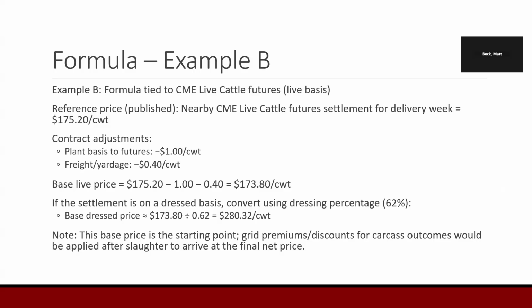So we're in January, nearby futures market may be February, right? So nearby CME live cattle futures settlement for delivery week. Okay, so it's at 175.20 cents per hundredweight. Here we just have a contract adjustment for plant basis relative to the futures market: negative $1. So what do I mean by basis?